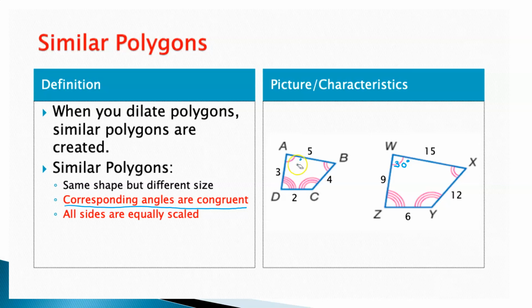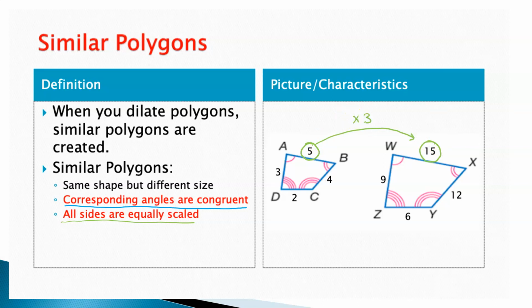What about the sides? Well, the sides, obviously, they're not going to be the same, right? If the image got bigger, obviously the sides should be bigger, but here's the other important part. When you have similar polygons, all sides are equally scaled. Remember those scale factors, whether you're multiplying by 2, 3, 4, 1/2, 1/3, 1/4. All sides should be equally scaled if they are similar. What I mean by that, take a look here. Going from a length of 5 units, now it turned into a length of 15. This is just a scale factor being applied here, multiplying by a scale factor of 3.